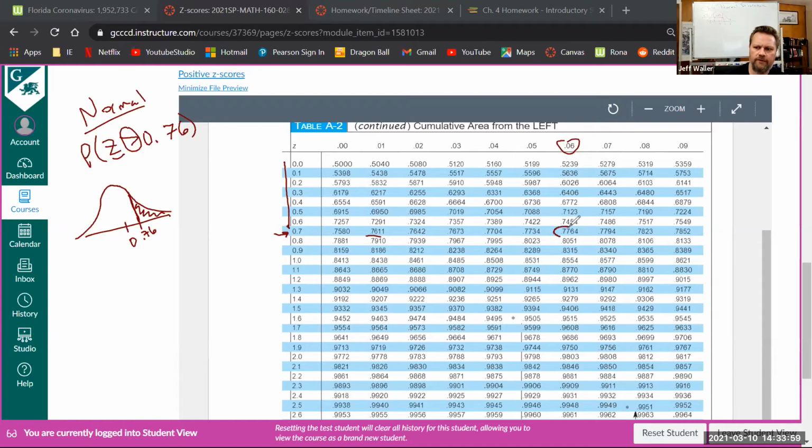So .7764, that's neat. Where does that go on my picture? Uh-oh. Where does that go on my picture? What's that the area of? Is that my answer? What's .7764 the area of? It's the area of all this. So how do I get my answer? You subtract it from 1. Yes, kick ass. Look at this.